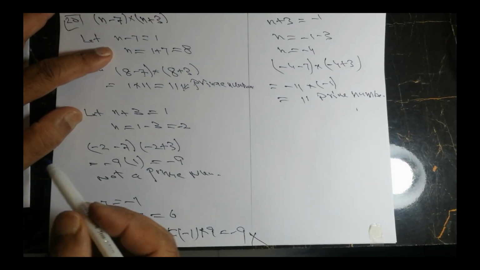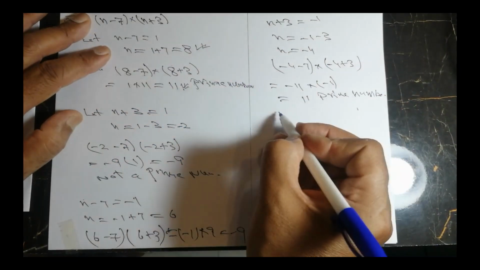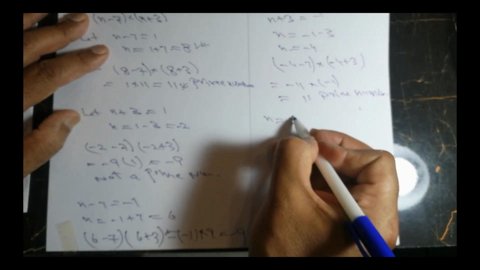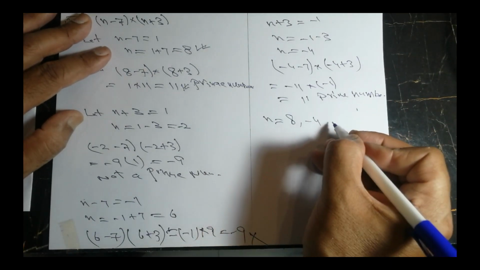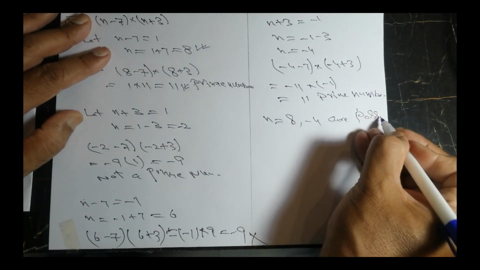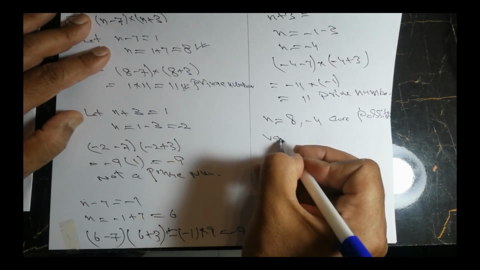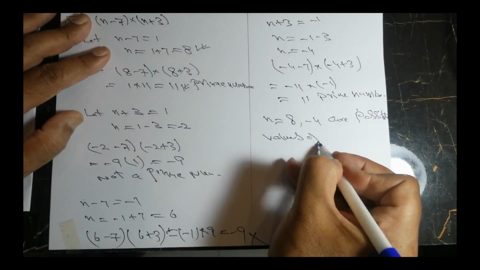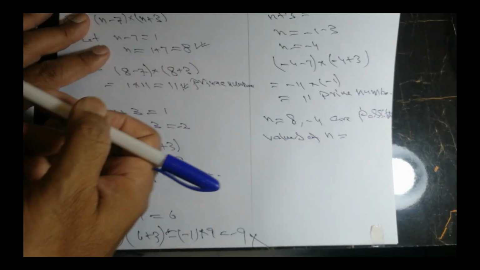So we have to find the possible values of n. One is n equal to 8, and the other is n equal to minus 4. These are the possible values of n for which the product is a prime number.